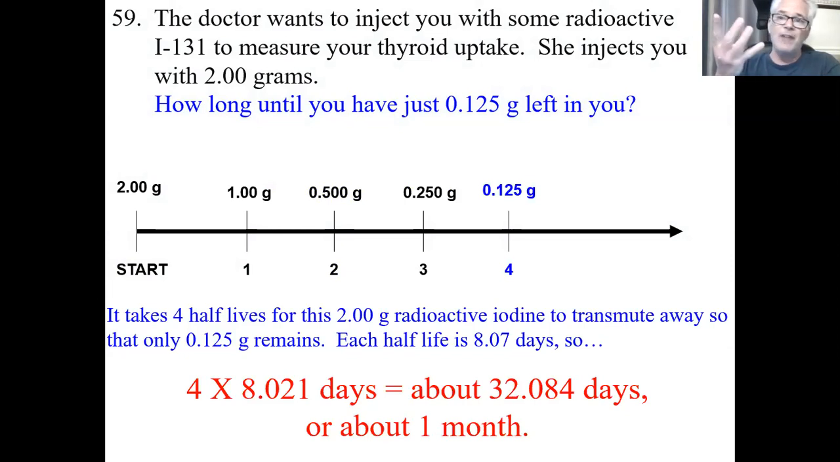So if it's 4 half-lives, 4 times 8.07 days is, the math's a little funky there. Radioactive iodine, 8.021. I don't know where that 8.07 came from. It's 8.021 that is the correct one in red at the bottom. So it would take about 32 days for it to be down to that amount.